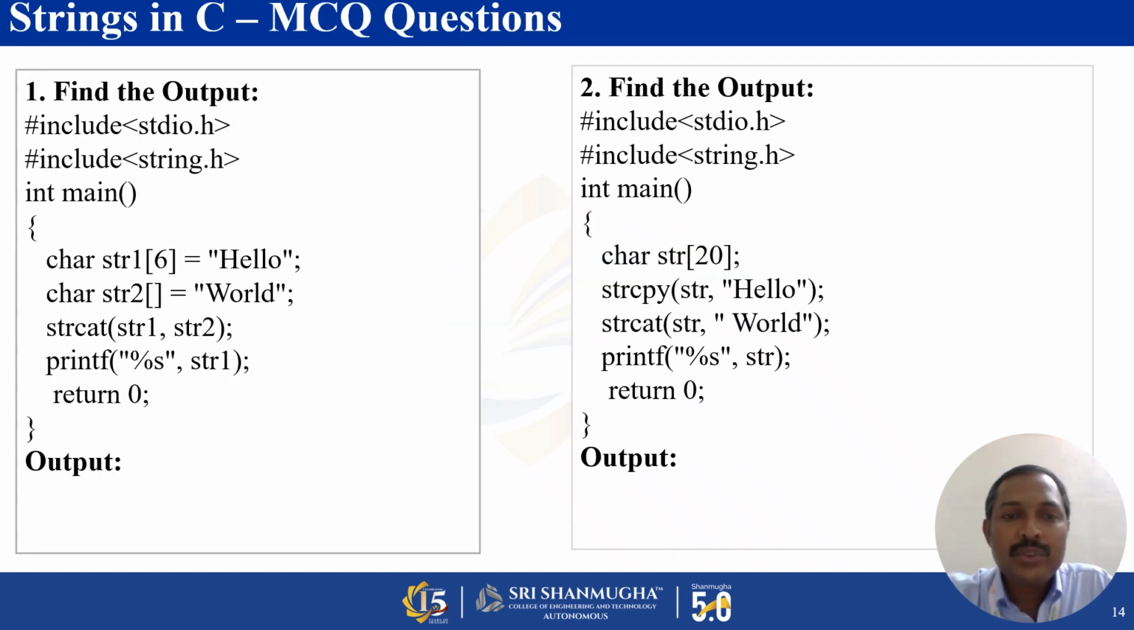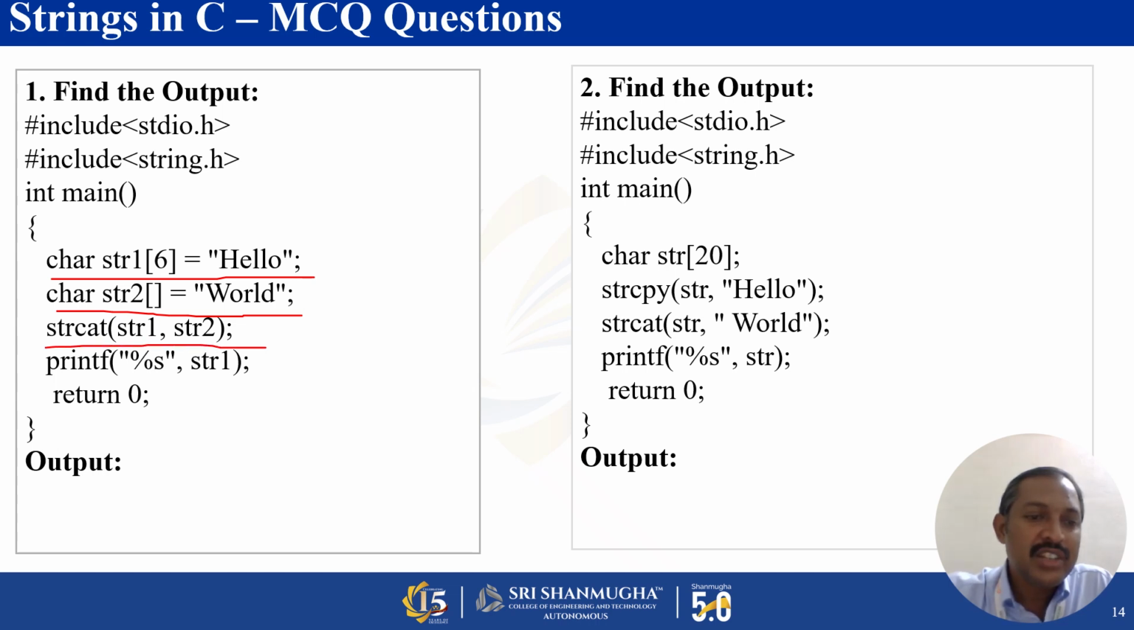Next, we can see a few examples related to strings. Here, two strings are created. One is hello and another one is world, str1 and str2. Here we are performing concatenation, strcat of str1 comma str2. What is the purpose of concatenation? It helps us concatenate two strings. In this case, at the end of str1, str2 is going to be concatenated.